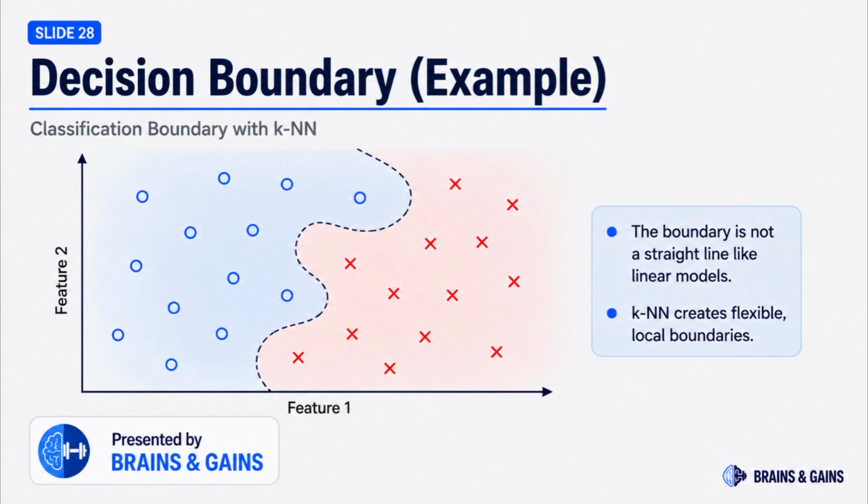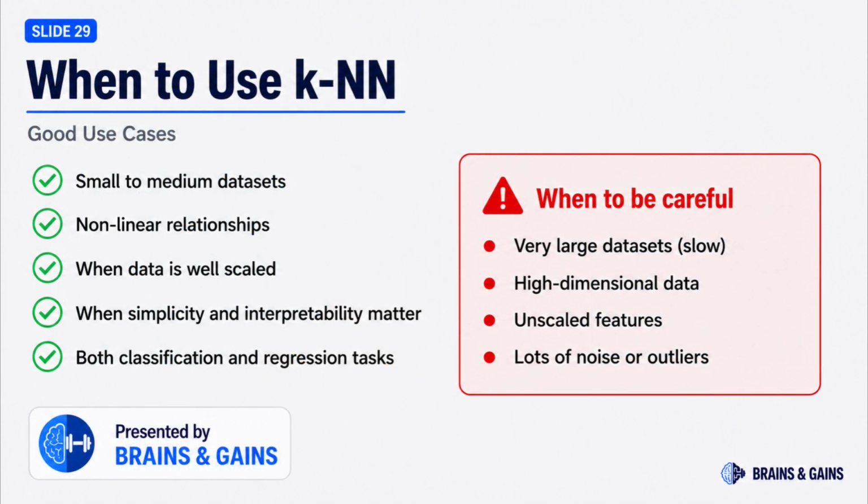KNN can create flexible decision boundaries because predictions depend on local neighborhoods. Unlike a simple linear classifier, the boundary can bend around different clusters and patterns in the data. KNN works well for smaller or medium-sized datasets, nonlinear patterns, and problems where simplicity matters. Be more careful with large, high-dimensional, noisy, or poorly scaled datasets.